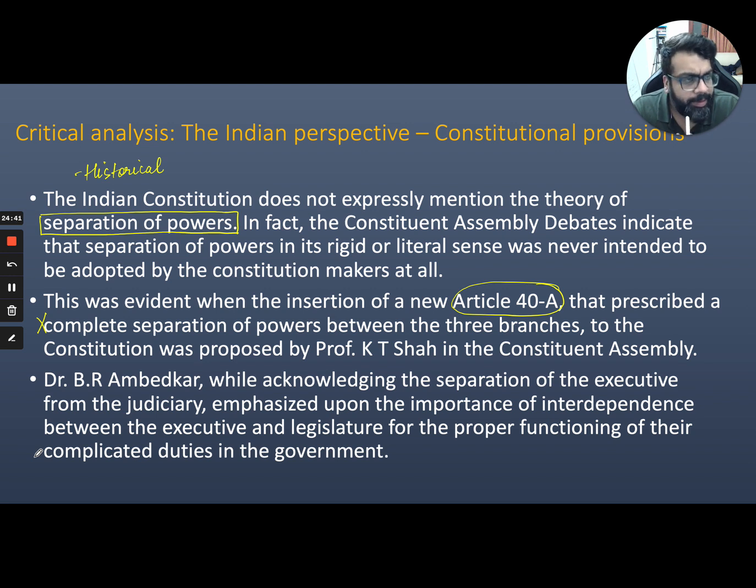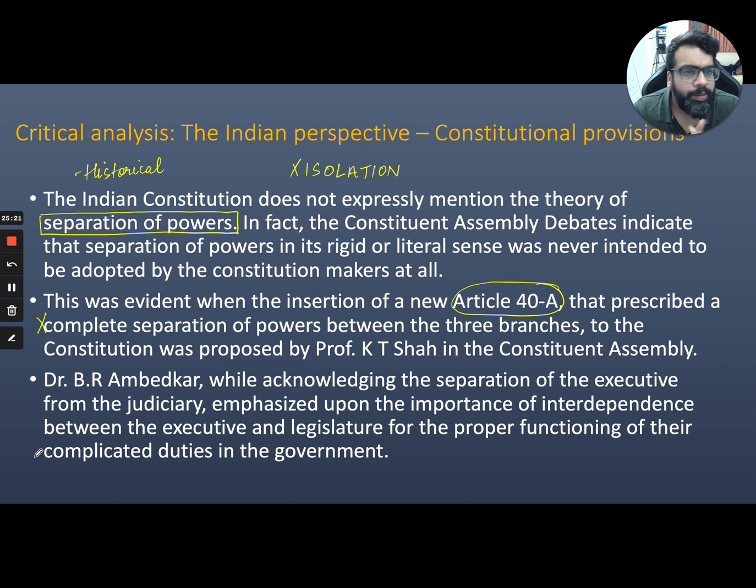And Dr. B.R. Ambedkar, the chairperson of the drafting committee of the Constitution, did understand and acknowledge that the separation of the executive and the judiciary was extremely important, and also said that while they have to be separated from each other, they're also interdependent on each other for the ultimate functioning of their work and their nature of duties in the government. That the legislature, executive, and judiciary cannot function in isolation to begin with, and there will come a point where they would be codependent on certain activities and certain actions that have to be taken.